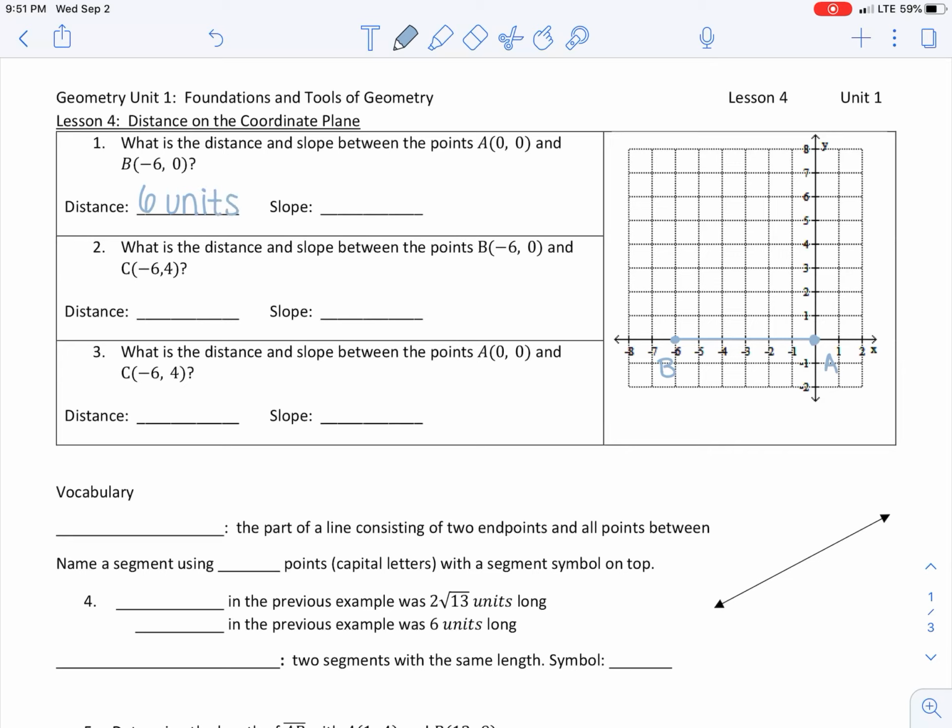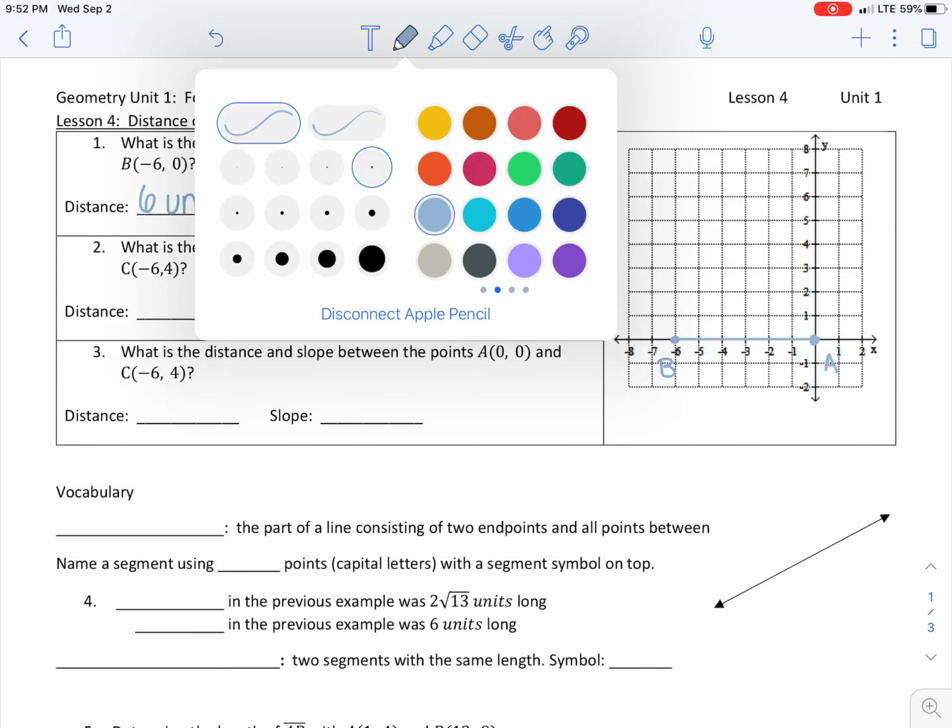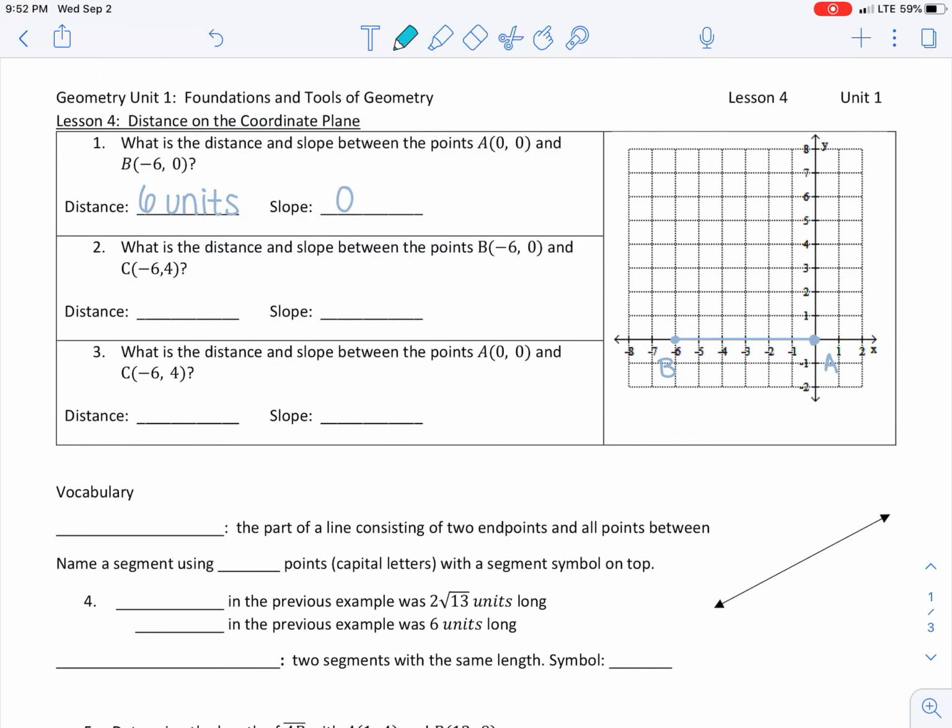Okay, it also asks for the slope, and we kind of talked about this already. The slope of any horizontal line is 0. Okay, so then on number 2, I'm going to change colors so that we can see it a little better.